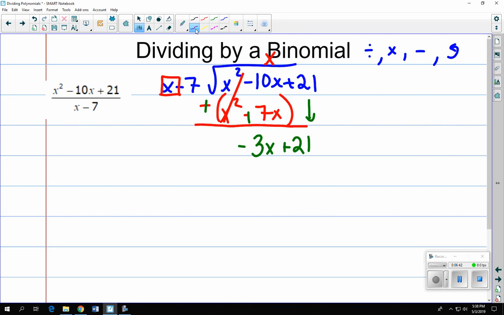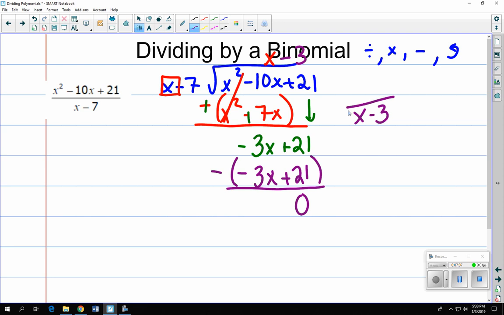Now I look at it again. How many times can x go into negative 3x? Negative 3 times. I multiply negative 3 to the x minus 7, negative 3x plus 21. I'm going to subtract it, again, put it in parentheses. And as you notice, my 2 lines at the end here are the exact same, which means my remainder will be 0. So my answer to this binomial is x minus 3.